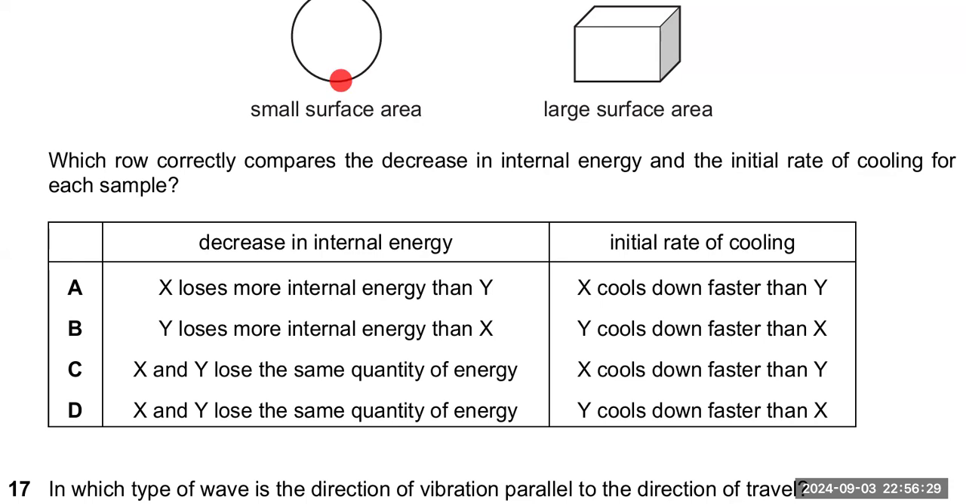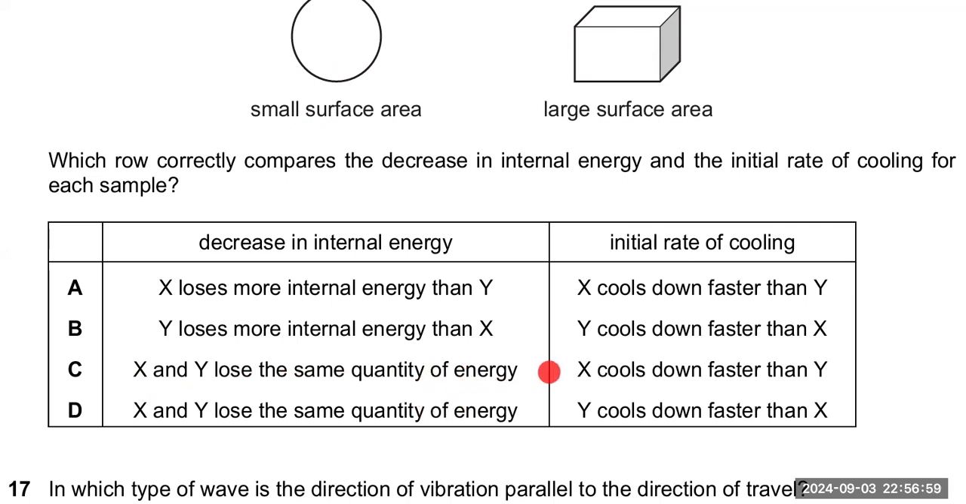I am repeating that if the material of both objects is the same, it means the material has its own thermal conductivity, so it will emit the thermal energy at the same rate. That is why X and Y lost the same quantity of energy. Okay, but we have two options, C and D.